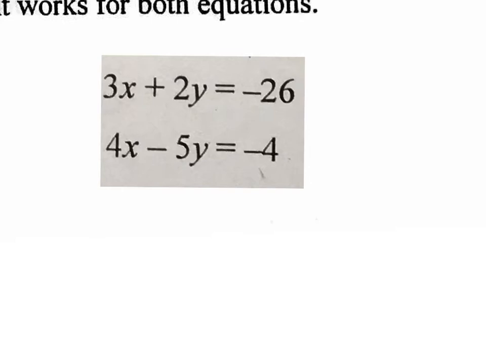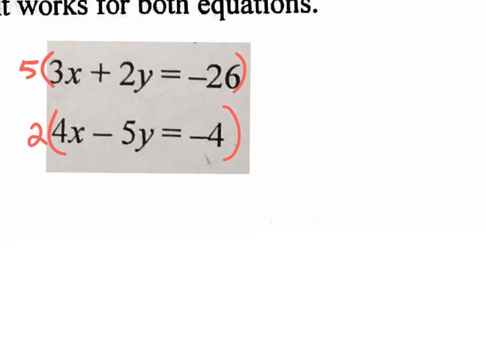So let me show you what I'm talking about. Let's go with the y's. I want to cancel out the y's. So I know that I'm going to have to multiply the entire equation by positive 5. Why is that? So I could end up with a positive 10y right here. And on the bottom equation, I'm going to have to multiply that whole thing by positive 2. Why positive 2? Because 2 times negative 5 will give me the negative 10y. That'll cancel out with the positive 10y. So right here's an example of me modifying both equations to get a variable to cancel.